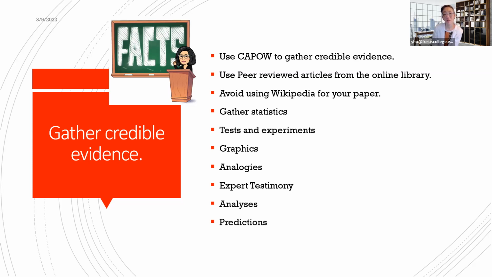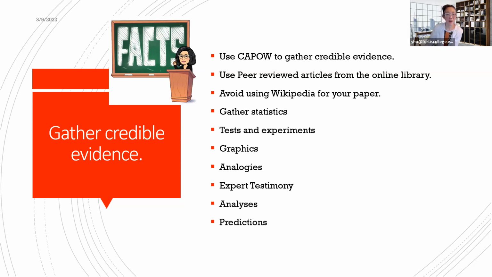I'm going to go over that in the next presentation. So here are some general rules in order to find credible evidence. Use peer-reviewed articles from the online library. Avoid using Wikipedia. Gather statistics, tests, and experiments. And in week 11, I'm going to go over how you know those tests and experiments are valid. How do you know it wasn't slanted? How do you know it's not fake? I'll go over all of that also.